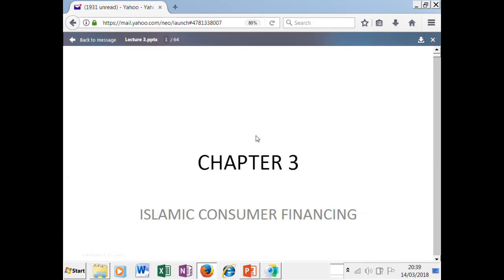Okay, so this chapter's title is actually Islamic consumer financing. Basically, what are the products available in the market that we can offer to our customers? Because when we are bank officers, if you are working in an Islamic bank, then you have only Islamic banking products. But if you are working in dual banking, Islamic and conventional, sometimes you also have to cross-sell the conventional products.